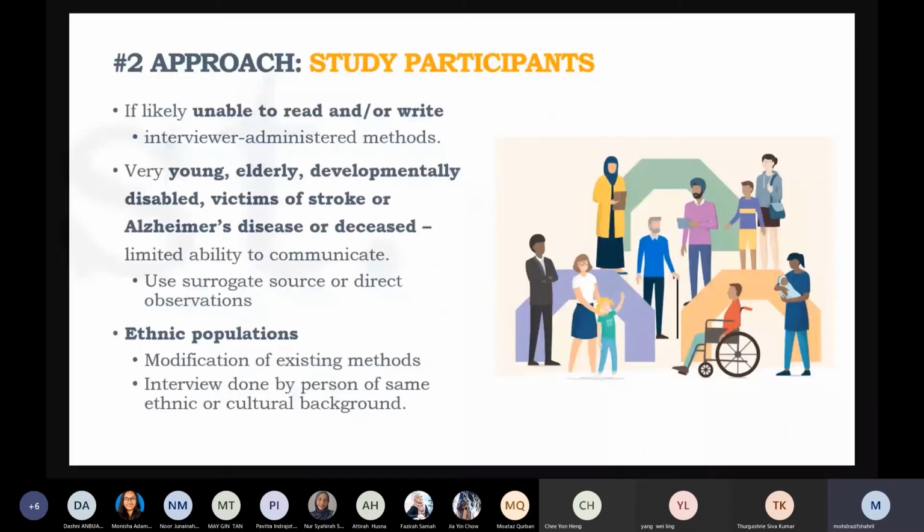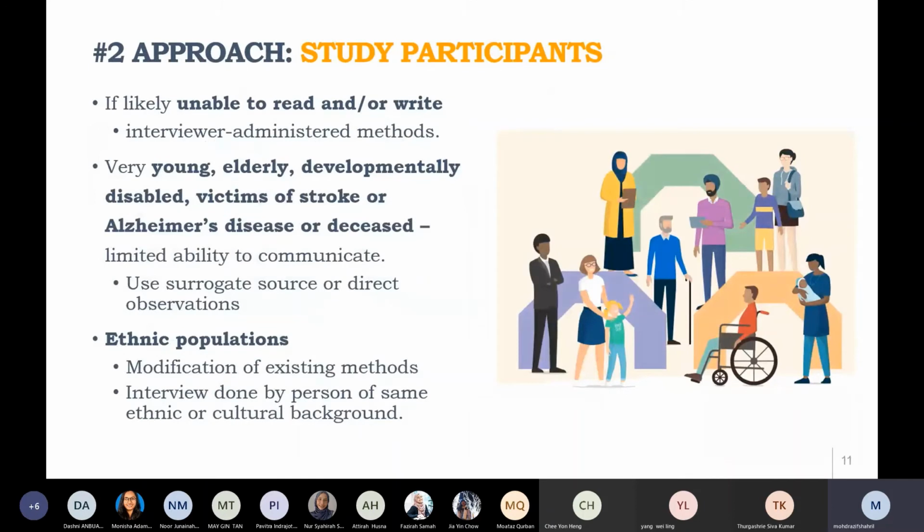The second approach is by looking at the study participant. If the study participants are unable to read or write, we must select methods that use interviewer administered methods. That means you cannot ask them to fill up a form or measure their own diet by weighing the diet or recalling themselves. Okay, so we must interview them to gather information on their dietary intake.